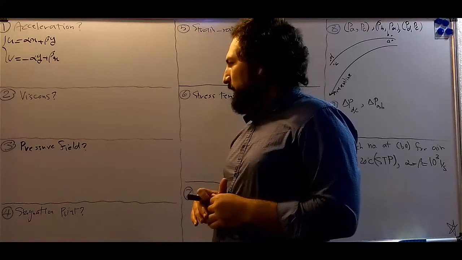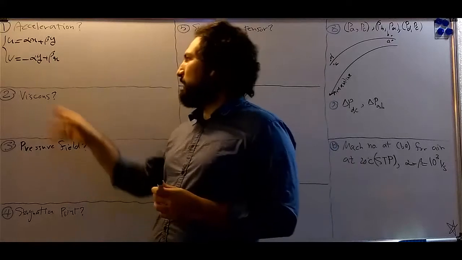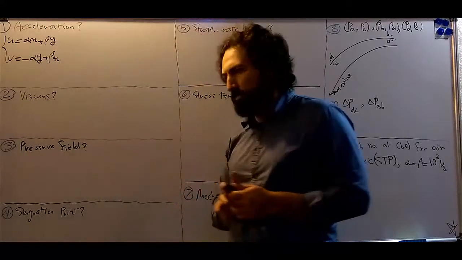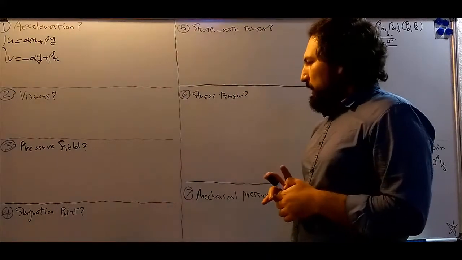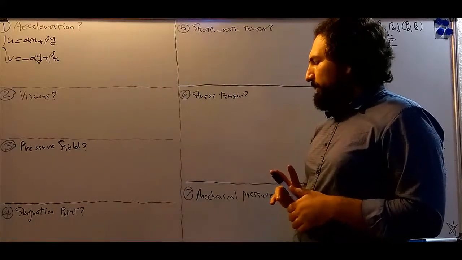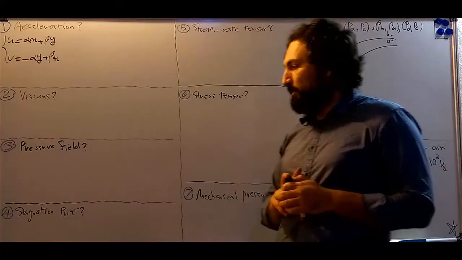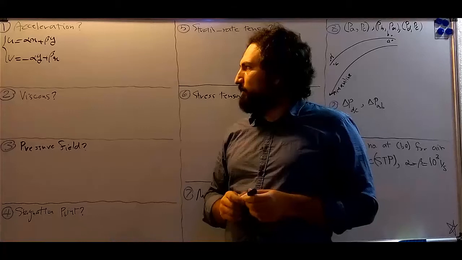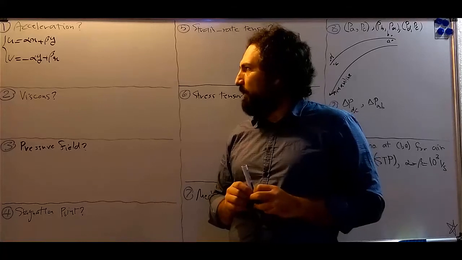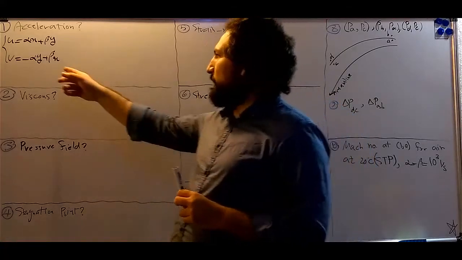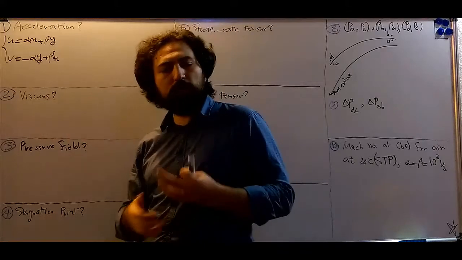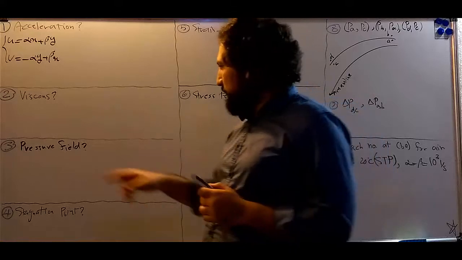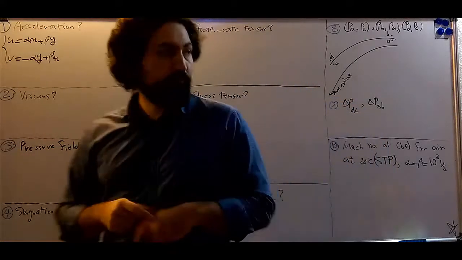Question number 3, compute the pressure field for this velocity field using the Navier-Stokes equations. Question number 4, where is the stagnation point of this field, or what is the coordinate of the stagnation point for this velocity field? Then you can compute the stagnation point pressure using the result in section 3.